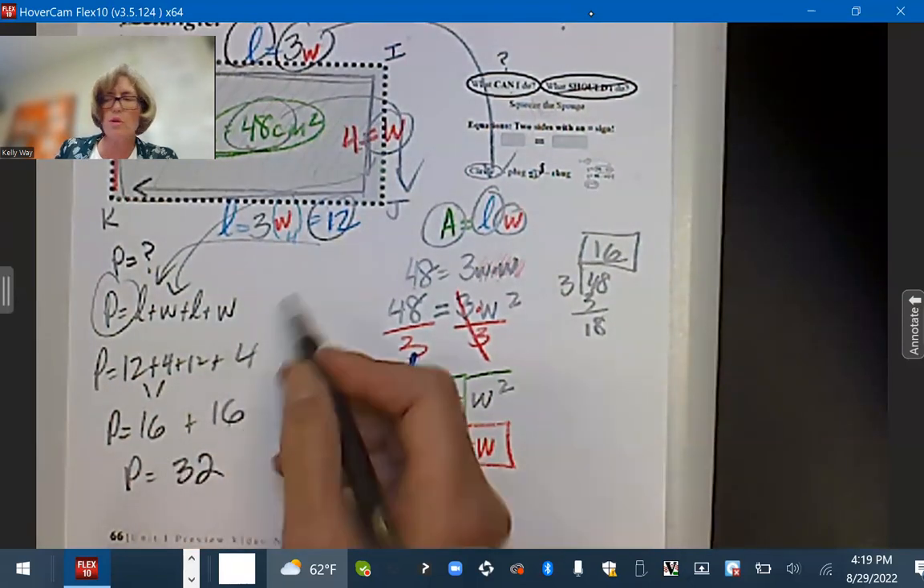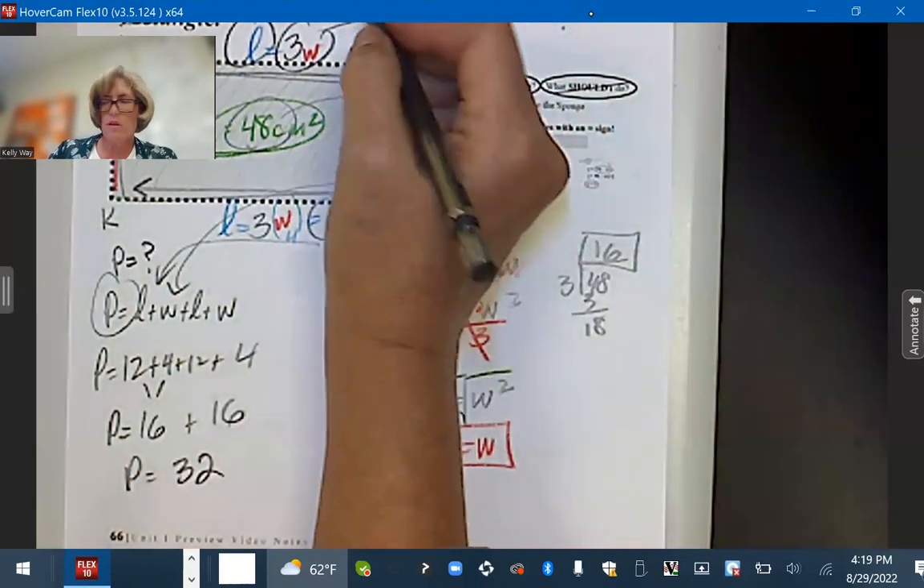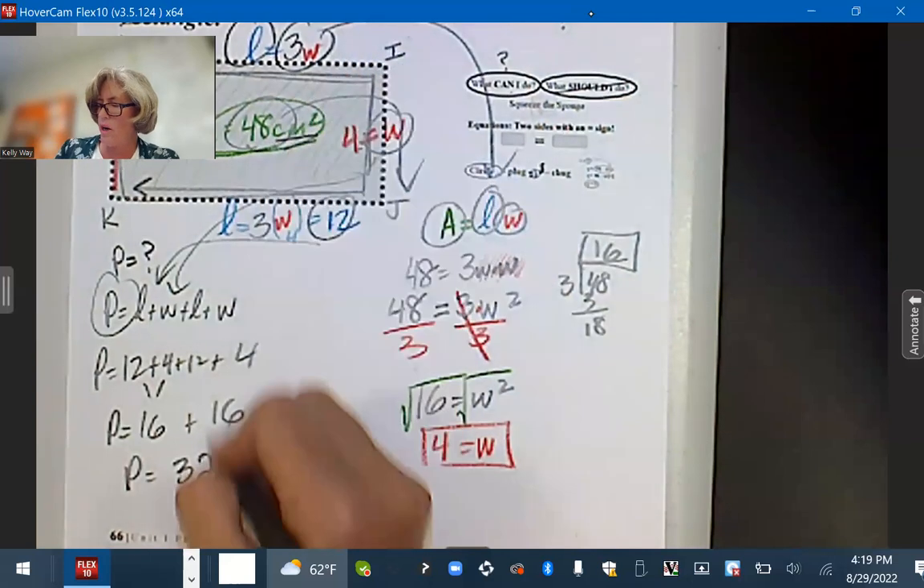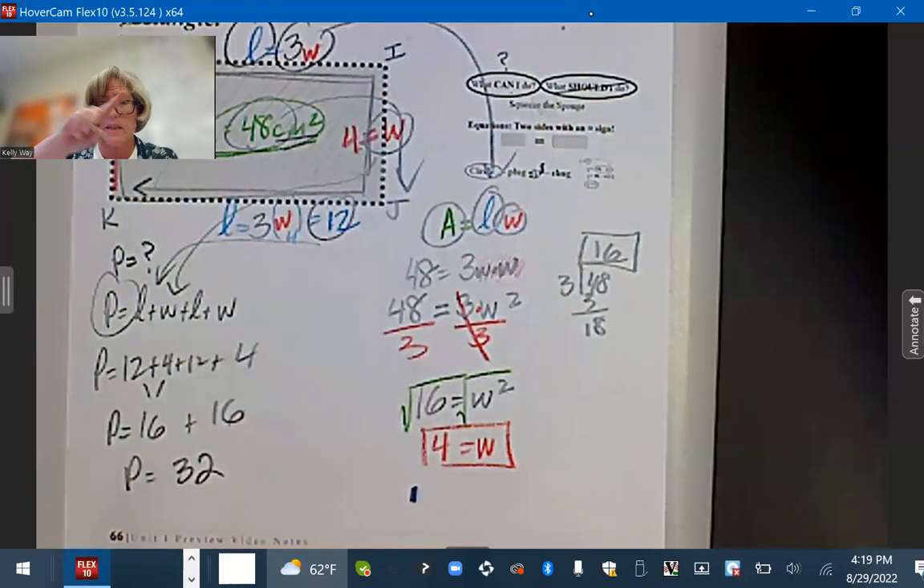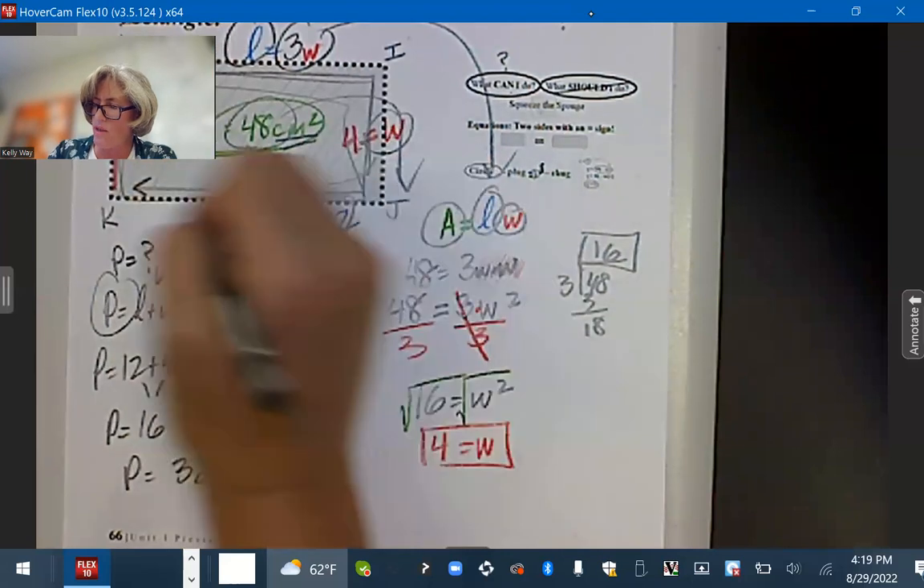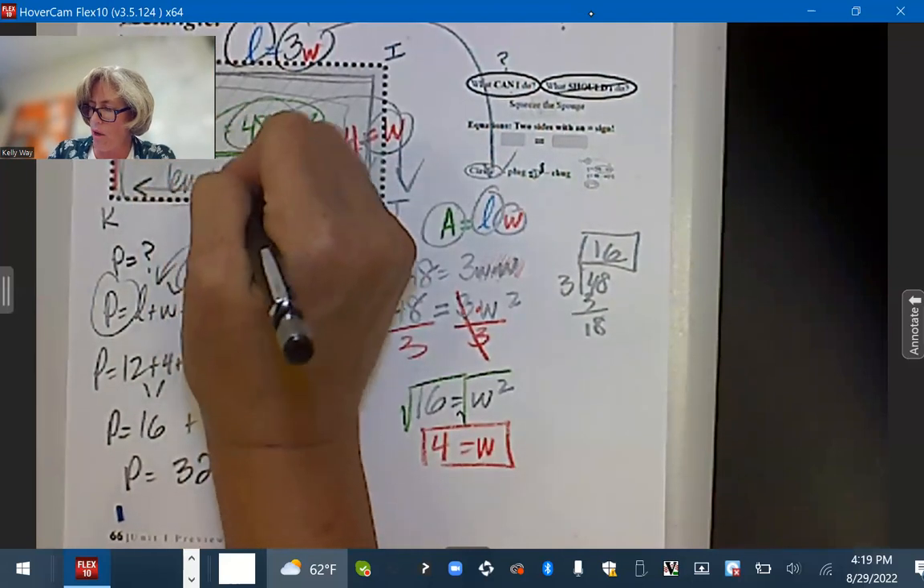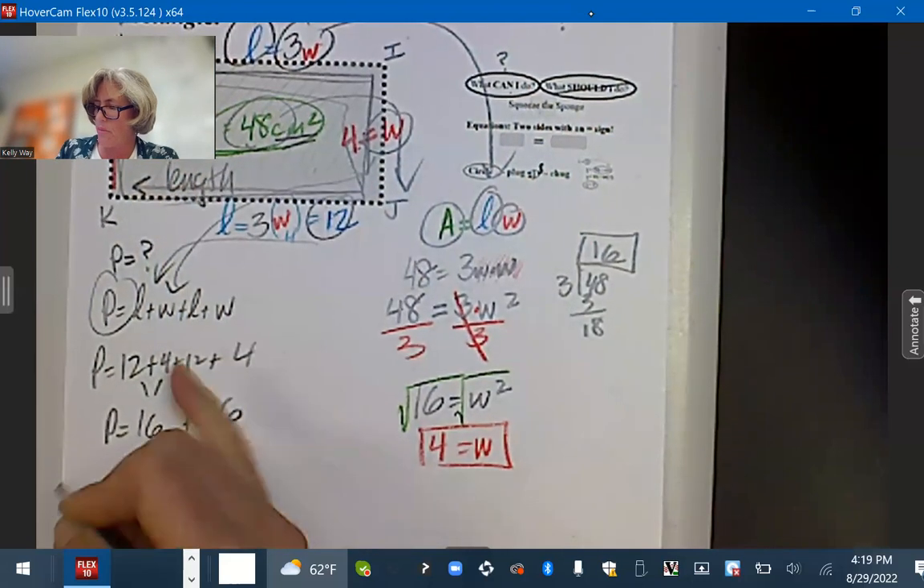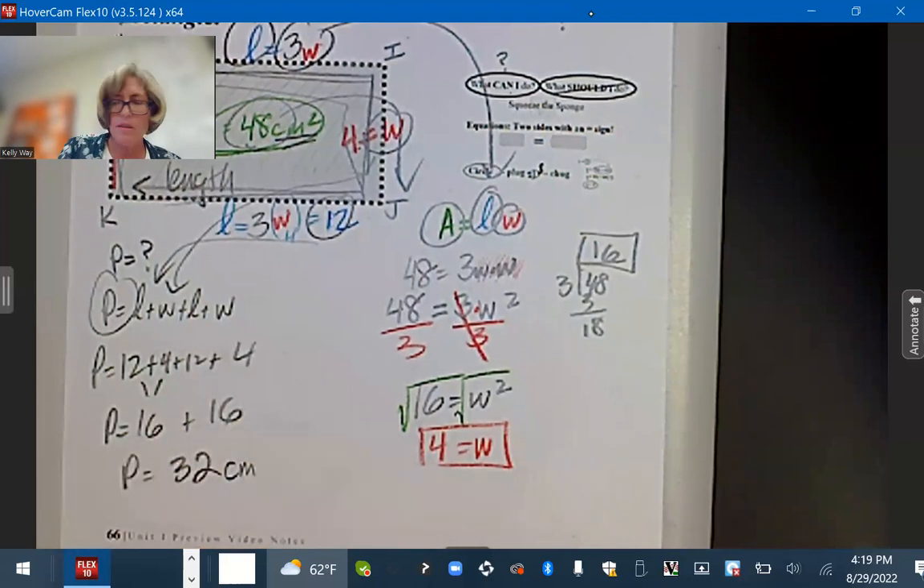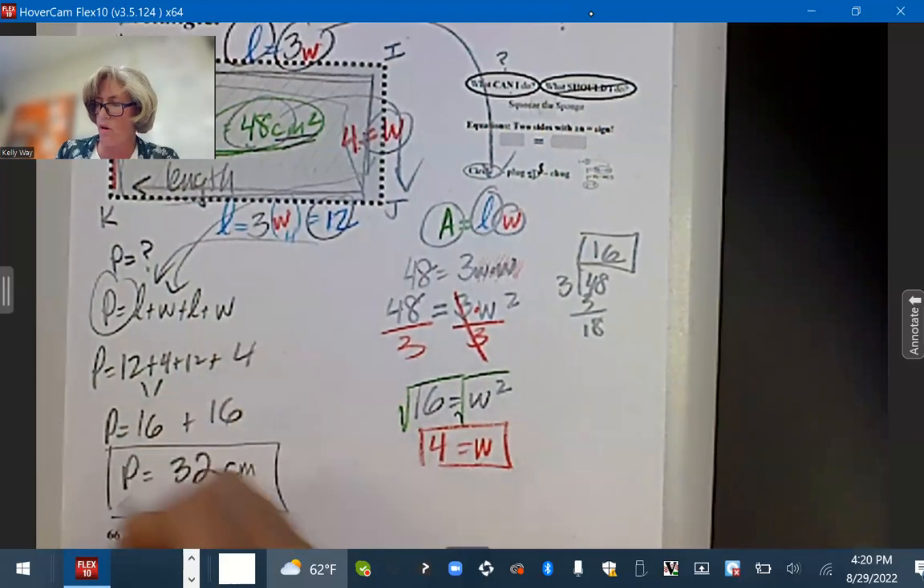16, 16, 32. Check for units. Originally, this was cm squared. Perimeter is only one dimension because it's just length going around. So this is cm. Units in your problem, units in your answer.